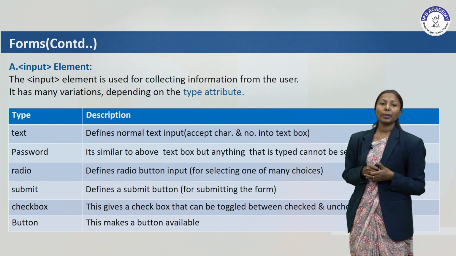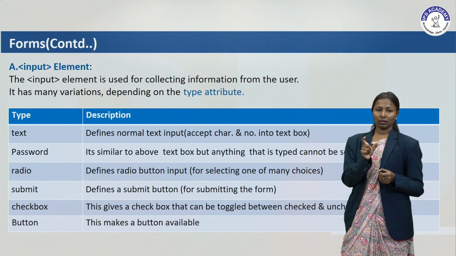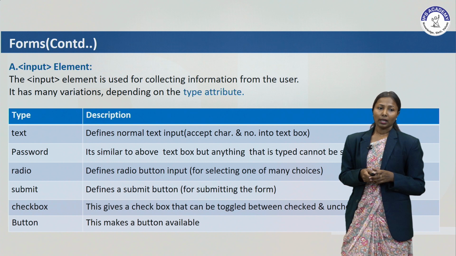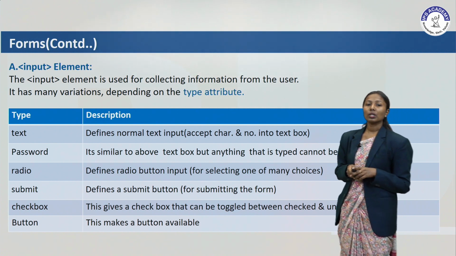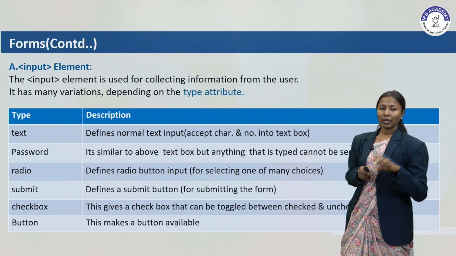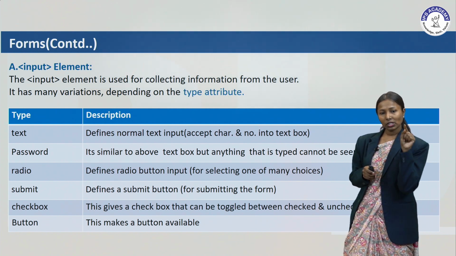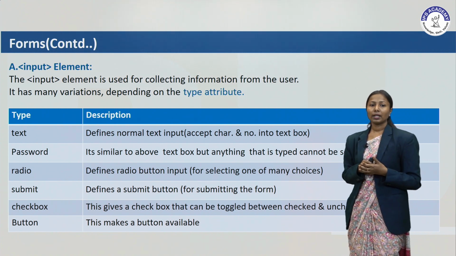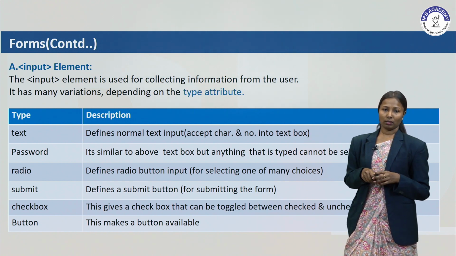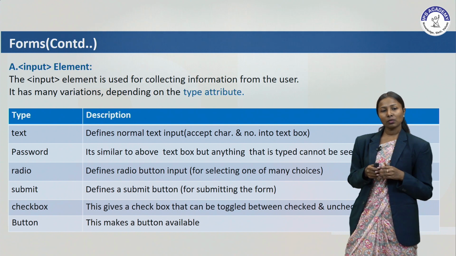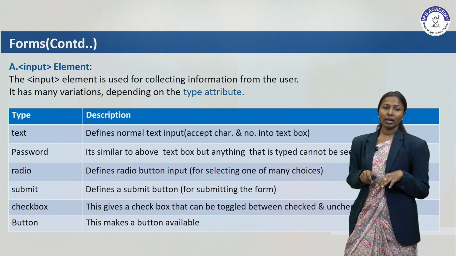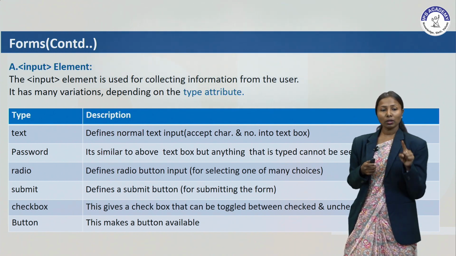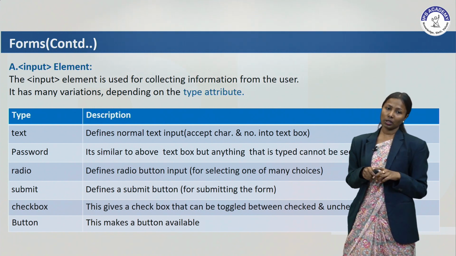Another input element is submit. If you want to create a button that defines the submit for submitting your form, then you have to use the submit element. Next one is checkbox. This gives a checkbox that can be toggled between checked or unchecked. If you select this checkbox, the check sign will appear, and if you uncheck it, the tick sign will disappear. A checkbox is used for multiple choices. One important thing: what is the difference between radio button and checkbox? If you want to select multiple options, you have to use a checkbox. But if you want to select one choice from multiple options, you have to use the radio button.